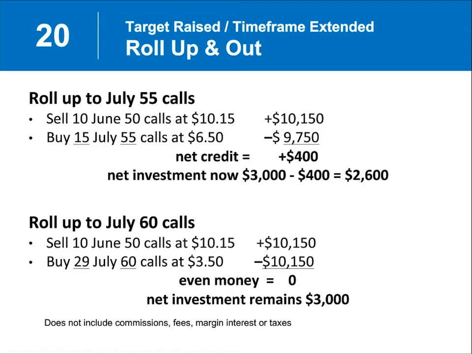We chose 29 conveniently because it works out to be an even money rollout. We spent $10,150. That's what we brought in from June. So our net total investment remains $3,000. Now let's see how these positions compare to each other.